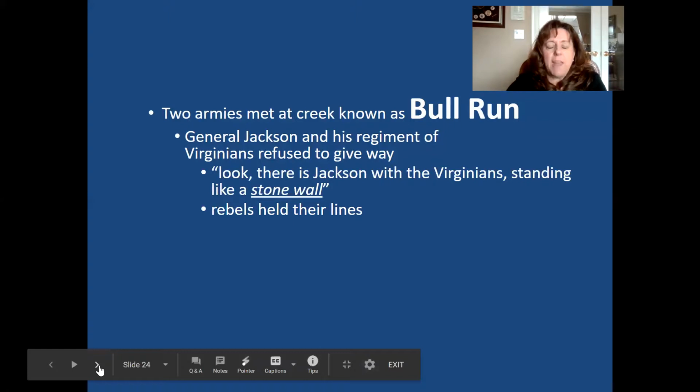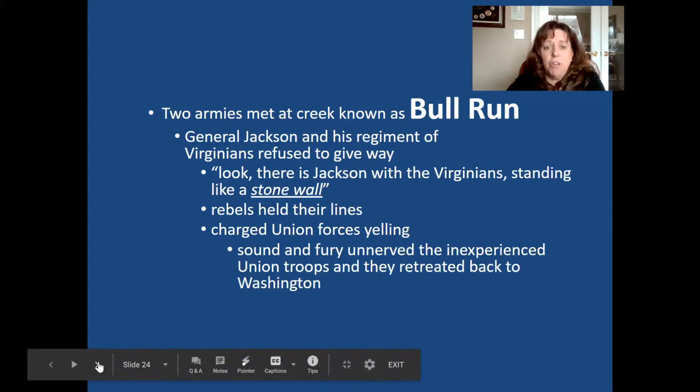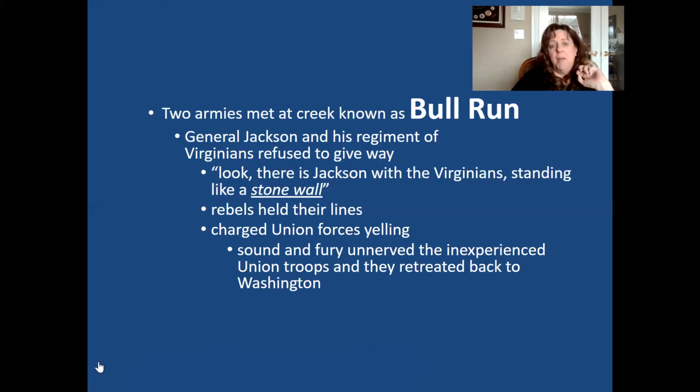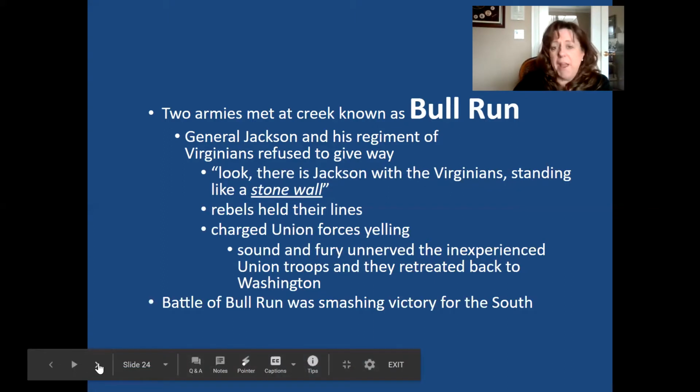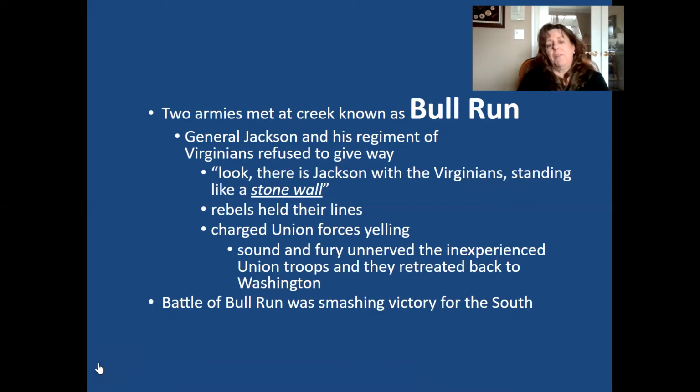And the rebels held their lines. The Union forces charged. It was super unnerving to hear this. And when the two sides converge and conflict, the Union troops end up retreating all the way back to Washington. They weren't experienced, they weren't prepared, and this became what we call a smashing victory for the South, where no one thought it would go on like this.